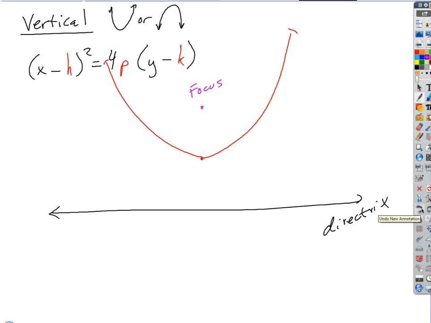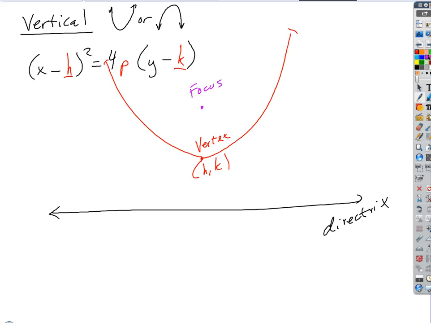Okay, so then this is what we call the vertex, and its coordinates are h and k. So there's those two parameters. What about p? Well, p is just going to be the distance from the vertex to the focus.